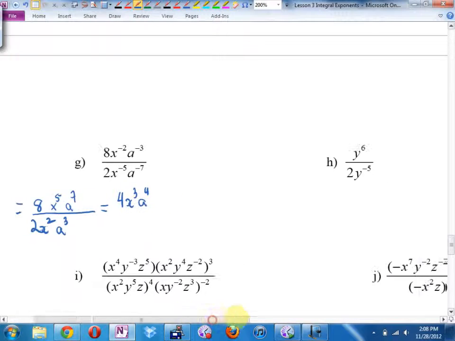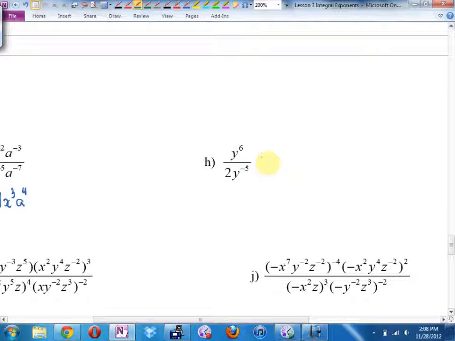Yoink. Is there a power to a power? Nope. Okay. Elevator. Y to the 6. Stay or move? Stay. 2. Stay or move? Y to the negative 5. Stay or elevator? Elevator. Final answer. What's on top? What's on the bottom? Y to the 11th over 2.